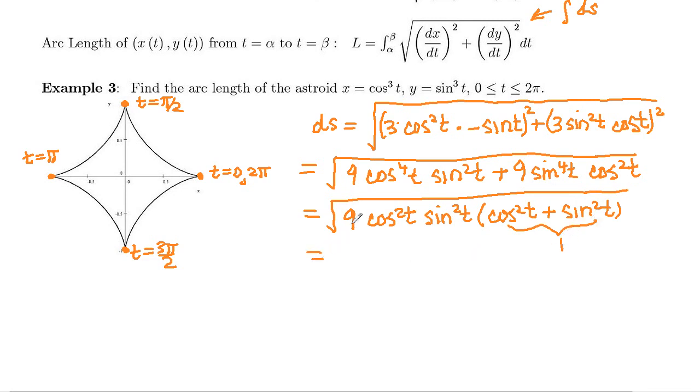So we're taking the square root of 9, which is 3, square root of cosine squared, which is cosine t, and square root of sine squared, which is sine t. So that worked out nicely.